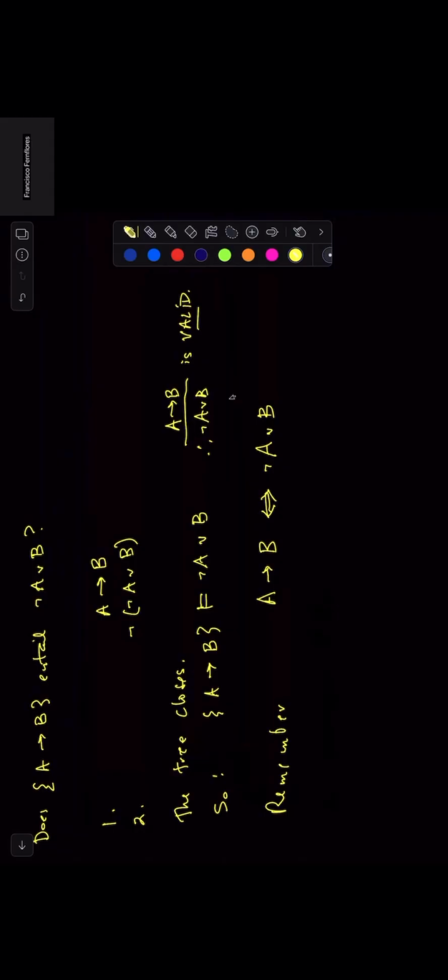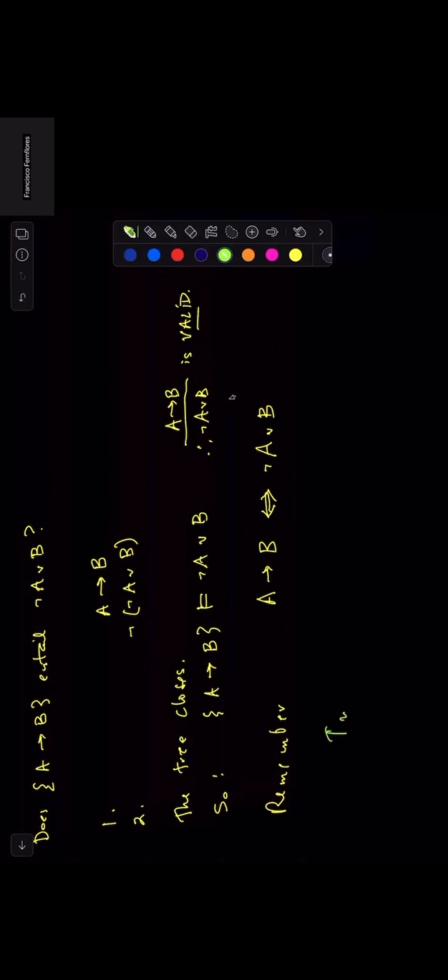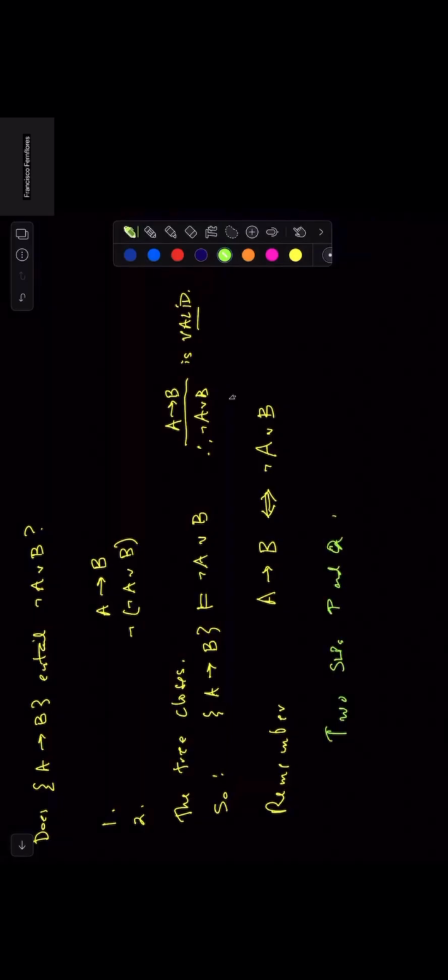So what we've done here is discover a key result in an example, and the key result we can write down as a general claim that we could prove. I'm not going to stop to prove it, but we could prove it. And the result is this. The result is that two sentences of LP, script P and script Q, are logically equivalent if and only if they entail each other.